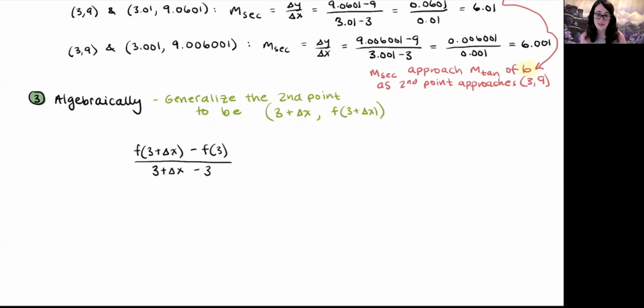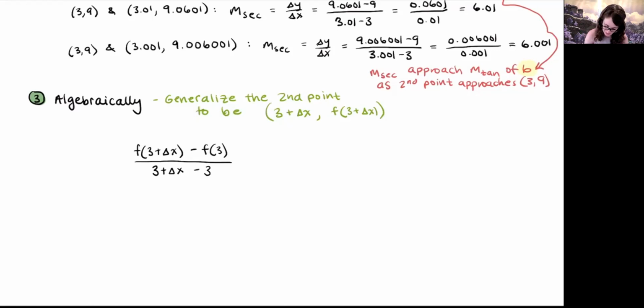Then all we're going to do with this is make the delta x shrink and get really small. That'll bring the points closer together, or bring the second point closer to the 3, 9. Right, 3, 9 isn't moving. It's just this second point that we're bringing down closer to the point that we want to find the tangent line at. So the mathematical tool in order to do that, this is where the limit's going to come in.